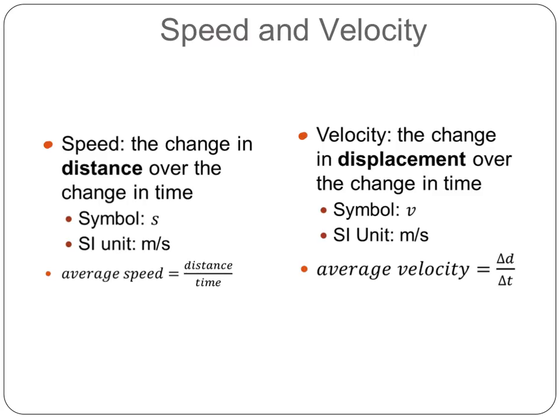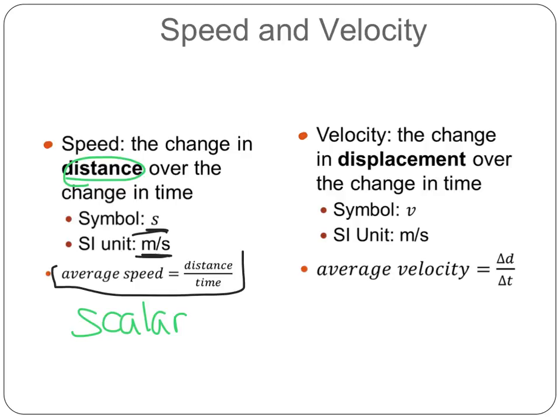Okay, so let's talk about speed and velocity. So speed is the change in distance over the change in time. So this is a scalar quantity. We do not need a direction. We're going to use the symbol S for this and meters per second. Here's our equation, distance over time.